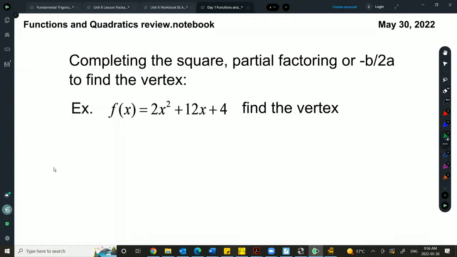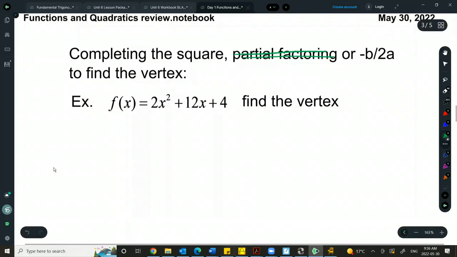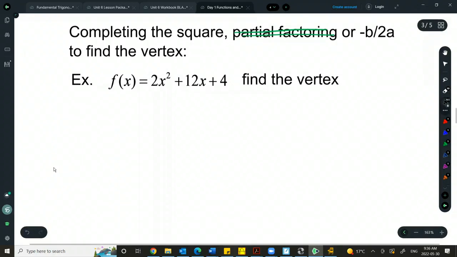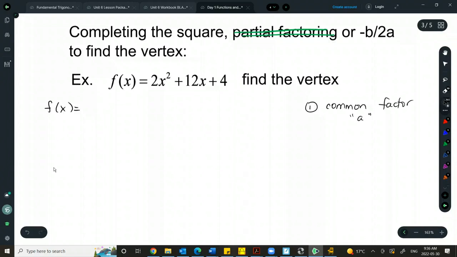Okay, I'm not going to do partial factoring here because we didn't do that this semester, but I will go over quickly completing the square, because that's the first question on your review. So completing the square, first thing that we do is common factor out the a value. So I'm going to take that a value. Usually we bracket those first two terms. We take the a value out. So we don't take it out of the last term. So just the first two. We'll write what's left in the brackets.